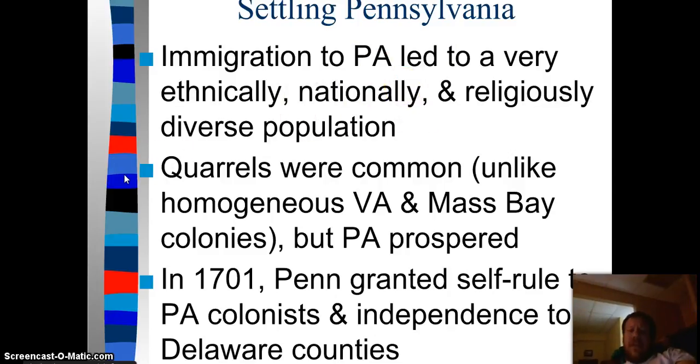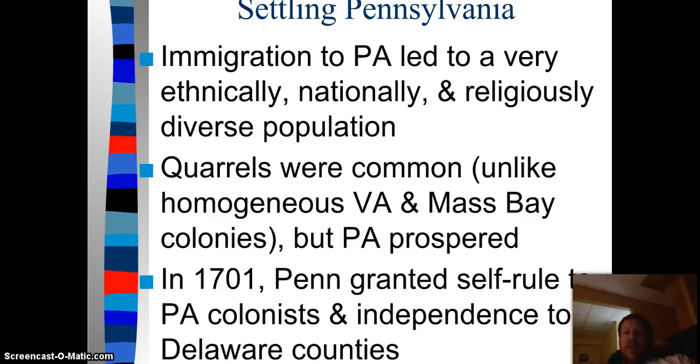Because of all this, a lot of quarrels and issues happened in Pennsylvania. Think about it: in Virginia, everyone's pretty much the same kind of person looking for gold. In Massachusetts Bay, everyone's a Puritan or a separatist, with this religious freedom idea. Pennsylvania is very, very different. But Pennsylvania really prospered because they had that diversity.